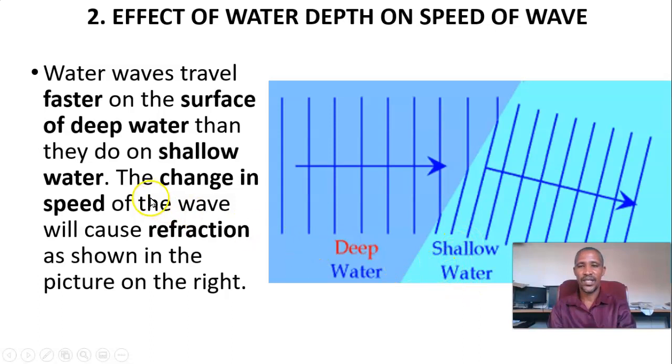So what we are saying is the change in speed of the wave will cause refraction as shown in the picture on the right. So this wave, as it moves from deep waters to shallow waters, its speed changes, and the speed decreases, hence decreasing the wavelength of the wave. So a water wave in shallow waters has less speed, which causes the wavelength to decrease, and in deep waters it has high speed, which has a longer wavelength.